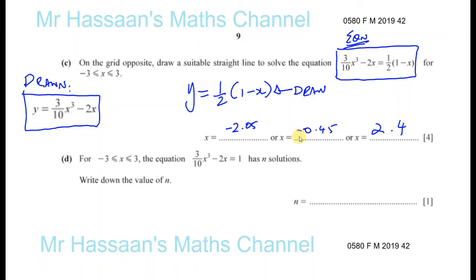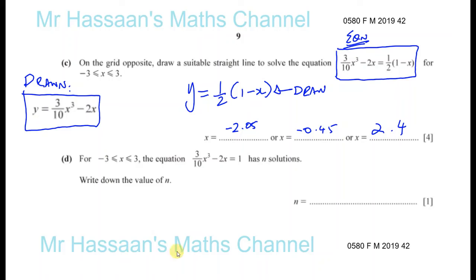We solved that using the graph. There are other methods you could use to solve it, but that's not in our syllabus, and secondly, that's not what we're asked to do. So if you were able to solve it using some other method, you wouldn't get the mark for this question, because it's telling you to do it in this way, graphically, basically drawing the straight line, which is y equals 1/2 times 1 minus x, and seeing where the line and the curve intersect.